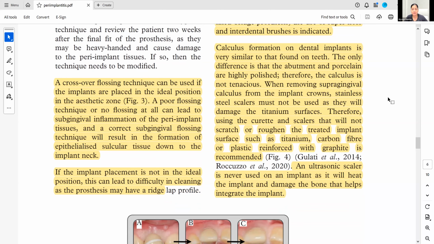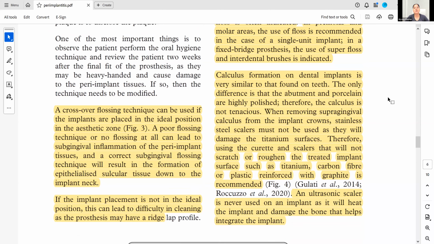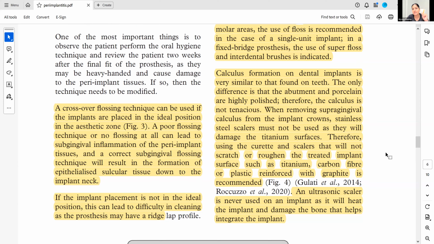Now, calculus also forms around implants, very similar to what you'll find on natural teeth as well. But the difference is the method of attachment to the natural tooth versus the method of attachment to the prosthesis and the implant. Because they're highly polished surfaces, the calculus doesn't get impregnated deeper like it would into your enamel and dentine. And that's why the removal is far easier. So preferably you should use plastic and carbon fiber instruments to prevent any damage to the prosthesis and the implant surface.